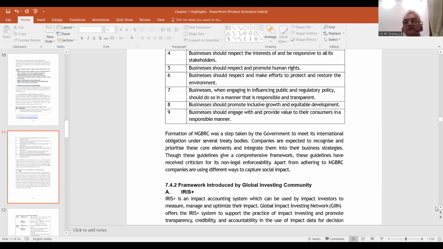Though these guidelines give a comprehensive framework, they have received criticism for their non-legal enforceability. So apart from adhering to the NGBRC, companies are using different ways to capture social impact.